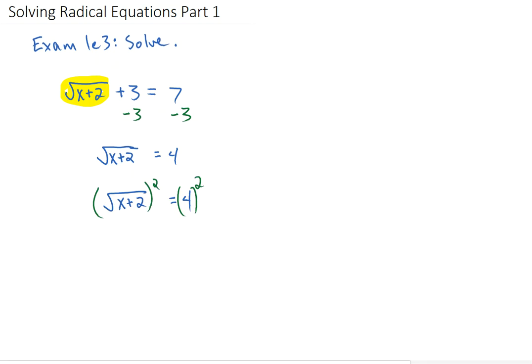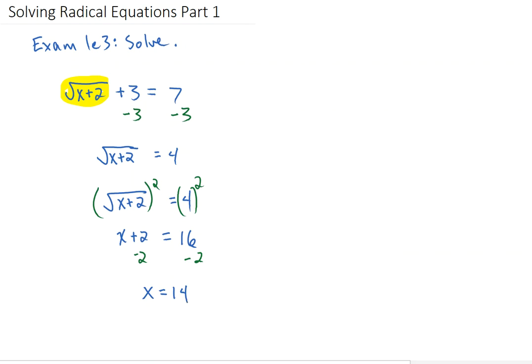When I do that on the left, the square root and the square will cancel each other out. That gives me x plus 2. On the right, I'll get a 16. Now in this case, I'm not done solving for x, but all I need to do to finish it off is to get x by itself by subtracting 2 from both sides. That's going to give me x equals 14. But no matter what, we're not done yet.